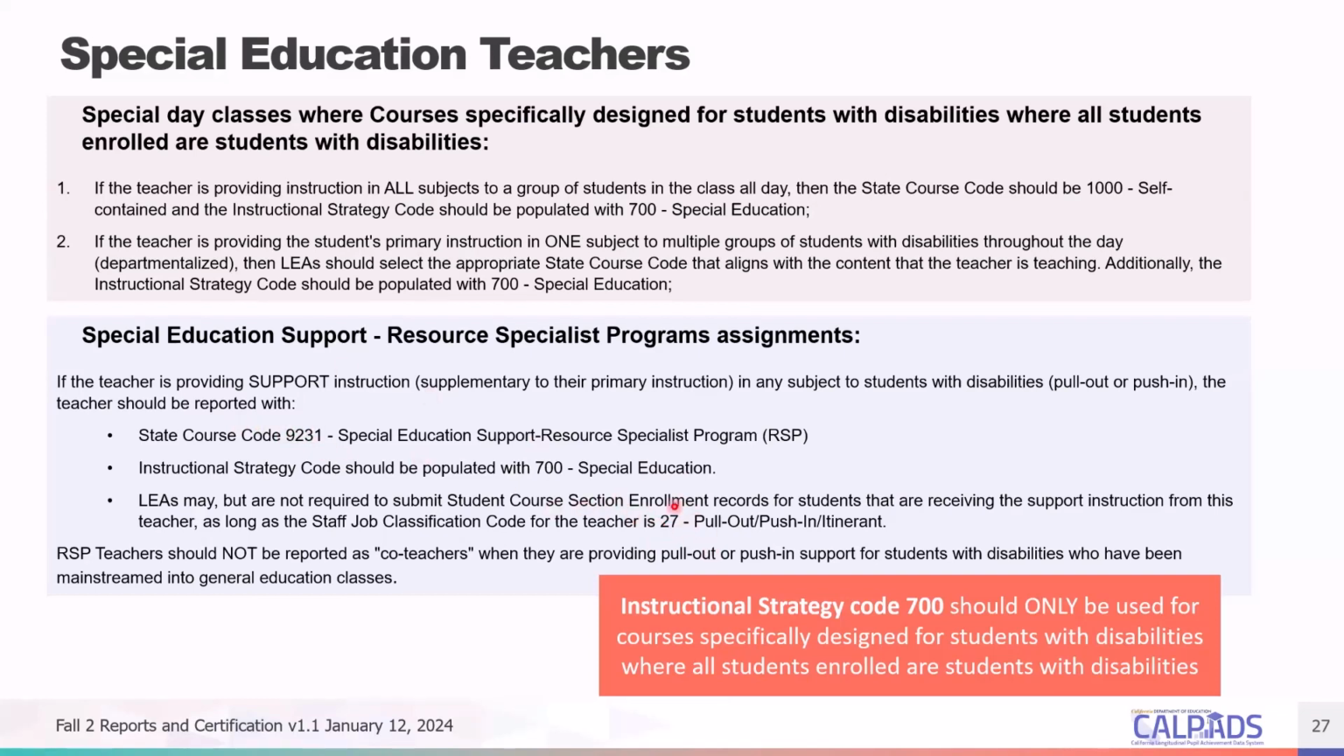The reason why you have to mark this as 27 is that you are not compelled to assign those SPED students that they are pulling out and placing in this course. You're not required to submit your SCSC to the course.